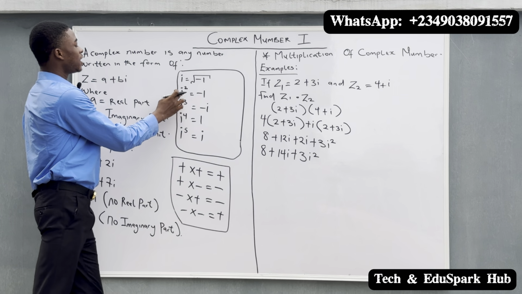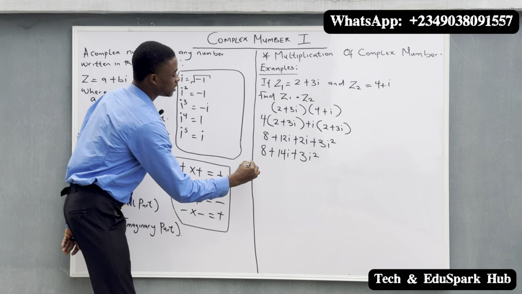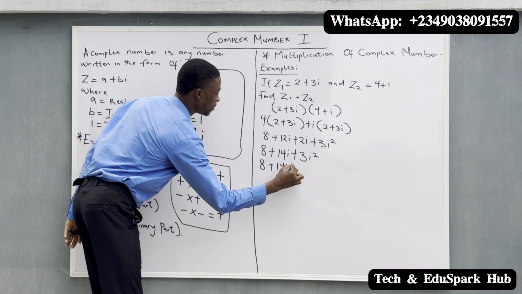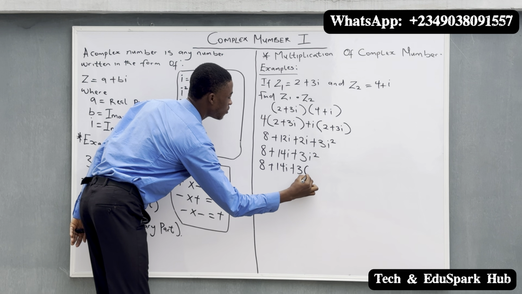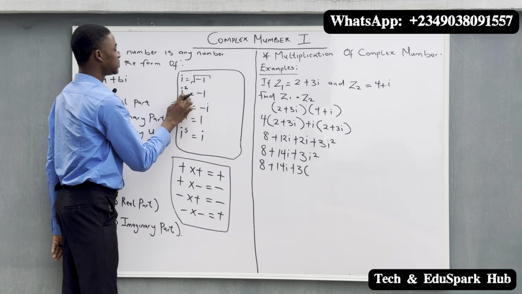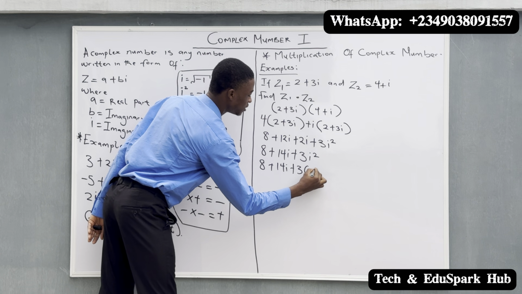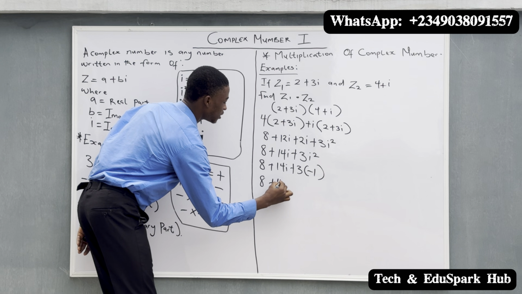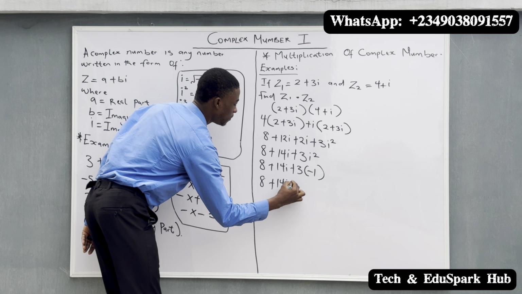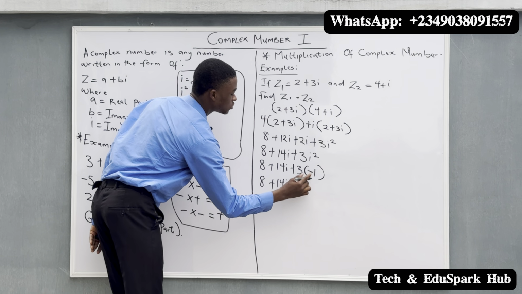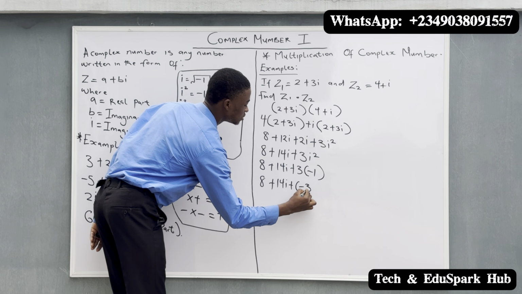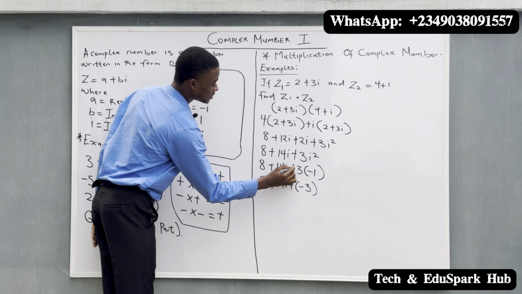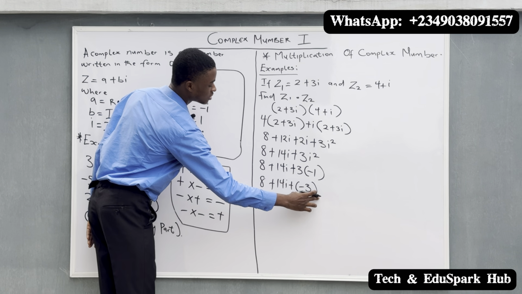So remember that we said I square is equal to minus 1. So we can say 8 plus 14I plus 3, open bracket. What is I square? We said I square is equal to minus 1. So we can have our minus 1 here. So advancing, we have 8 plus 14I plus, so 3 multiplied by minus 1 will give us minus 3. You can see I put it in this bracket, so it will not affect this plus sign that is here. So that is why I put this minus 3 in this bracket.